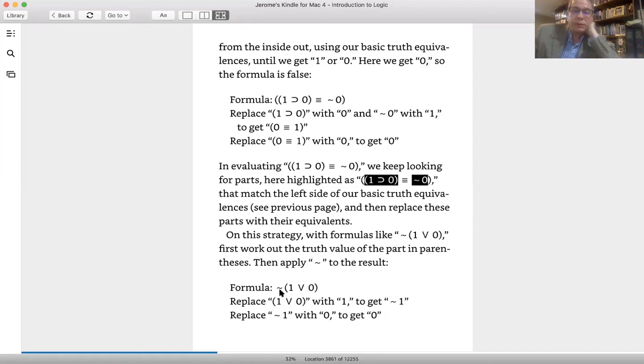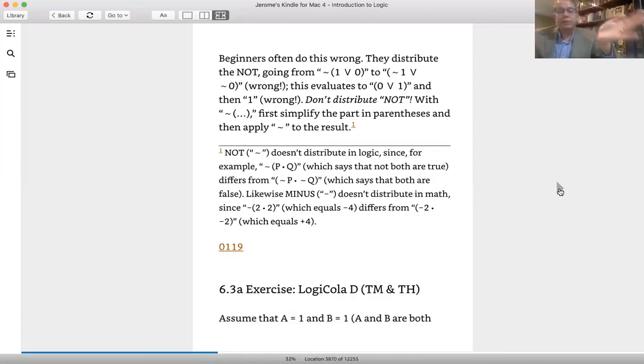So you work from the inside out. So the formula, not true or false, replace with, we're working from the inside out. So true or false becomes a 1 or true, which becomes false, right? He's just taking you through the steps here. Again, if you do this systematically, it's not difficult.